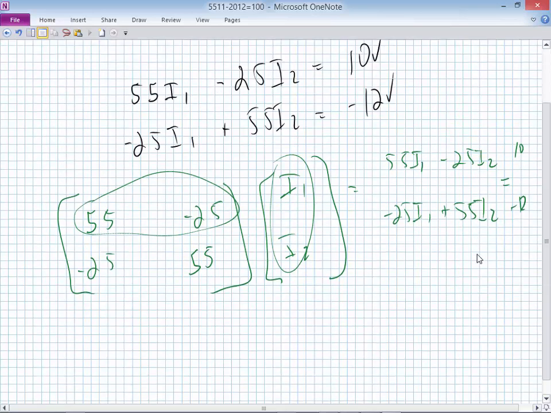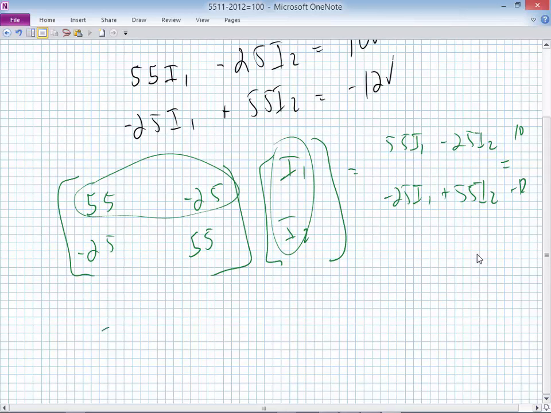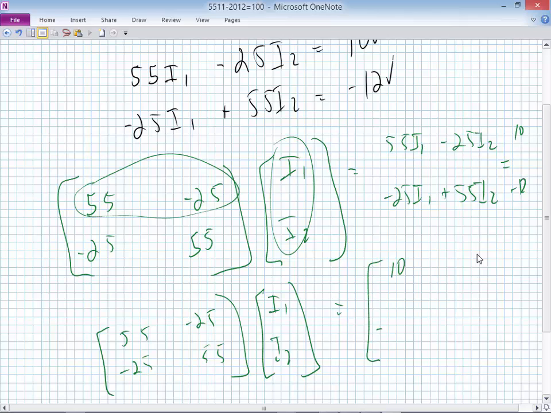So we could write this in a vector form, saying that 55, minus 25, minus 25, 55, times I1, I2 is equal to 10, minus 12. So we rewrote this problem as a matrix problem.